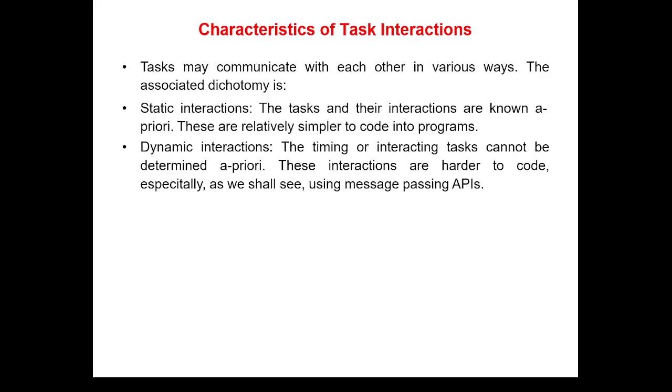But when we have a dynamic interaction, timing or interacting tasks cannot be determined a priori. Okay, so this interaction is harder to code because especially as well we can see using a message passing API. So yang ni kita susah nak determine. Susah sikit kita nak code sebab dia tak bergantung kepada task tu, dia tak bergantung kepada priori. Okay, so dia bergantung lah.